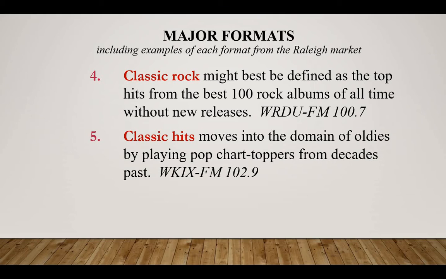Classic rock might be best defined as the top hits from the best 100 rock albums of all time, without any new releases being included into the mix. Sometimes something newer might get in there if there's a timeless band that puts something out, but for the most part, they're kind of locked into a certain time period. Traditionally, this has been late 60s to mid 70s, but these days we're seeing more 80s music come in there as well, with some of the popular songs from hair bands and things like that. 100.7 in Raleigh is a good example of a classic rock station.